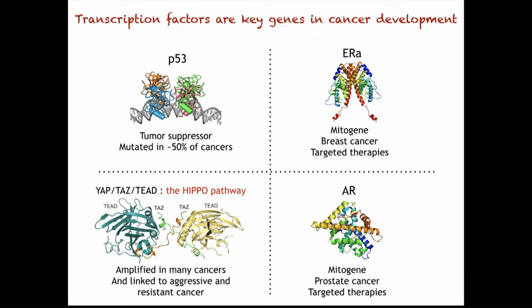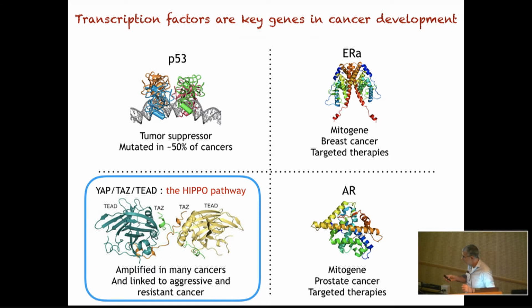So back to these key genes in cancer development. I want to focus today on this YAP-TAZ-TEAD. YAP is a co-transcription factor together with TAZ, and TEAD is the DNA binding protein. And they belong to the Hippo pathway that was first identified in fly. And you may ask yourself, what is this Hippo fly?